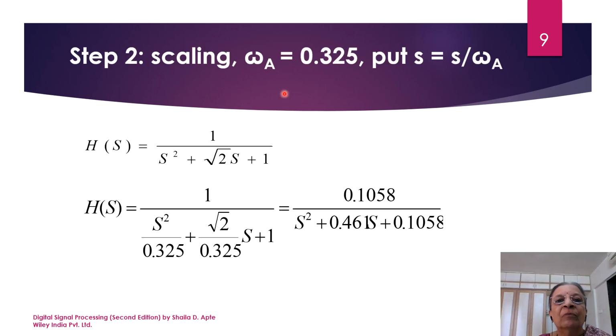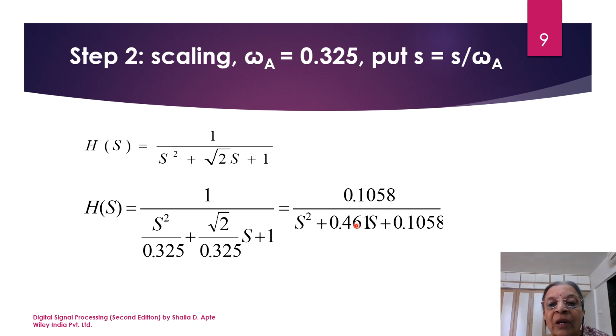Next step is we have to use this omega A and scale the transfer function. In the transfer function, we'll have to put S equal to S upon omega A. Now, what is the transfer function for the second order Butterworth filter? The transfer function is H(s) is 1 upon S square plus root 2 S plus 1. Wherever there is S, we'll have to put S equal to S divided by omega A. So S divided by 0.325, squared, plus root 2 into S upon 0.325 plus 1.